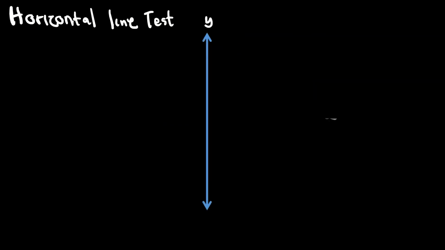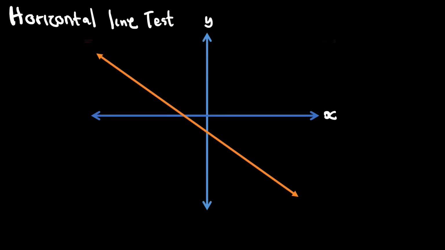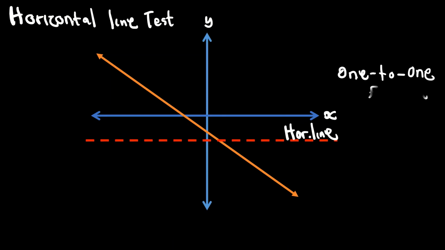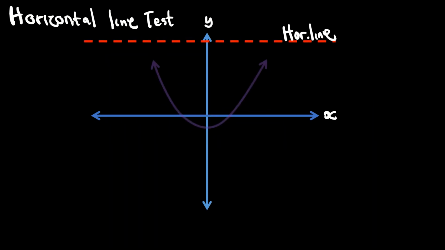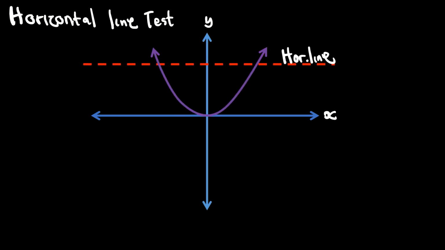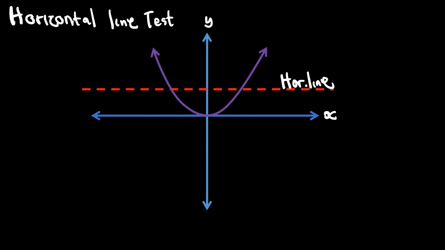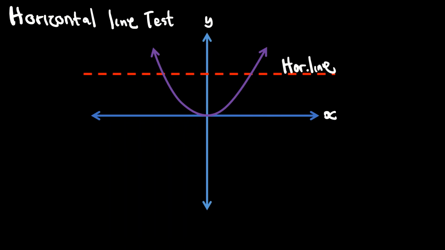Horizontal line test. So when I test the straight line, as the horizontal line goes downwards, you can see that each value of x touches one value of y, so that means it is a 1-to-1 function. Then now we're going to try a parabola facing upwards, so the horizontal line going downwards and up, touching the parabola twice, meaning that it's going to be a many-to-one function.